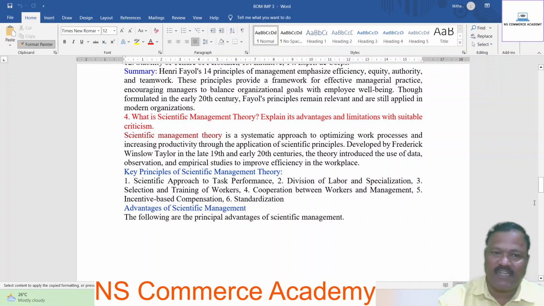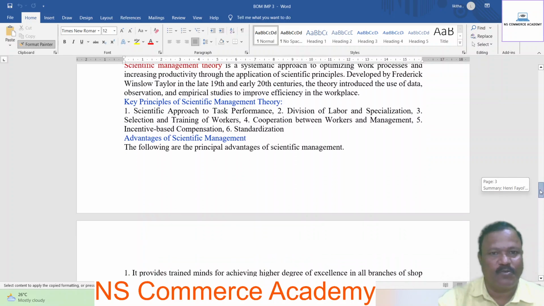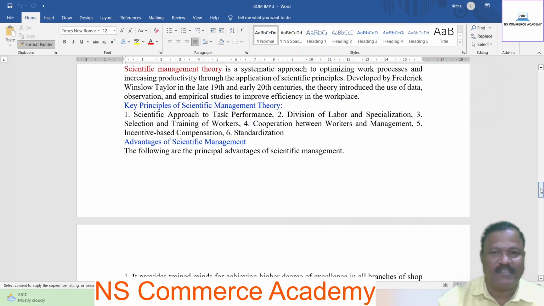The key principles of scientific management theory, here we have six. First, scientific approach to task performance. Second one, division of labor and specialization. Third one, selection and training of workers. Fourth one, coordination between the workers and management. Fifth one, incentives based on competition. Sixth one, standardization. Next, come to the advantages of scientific management.